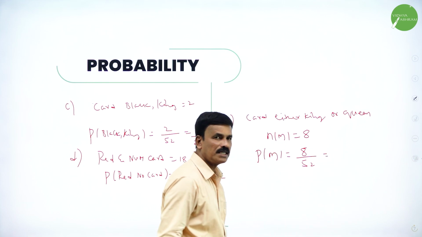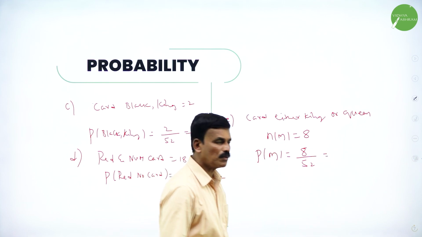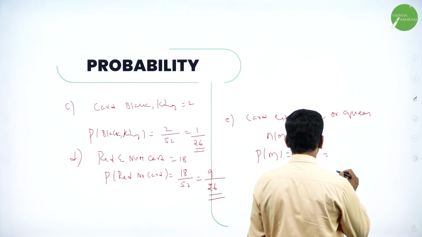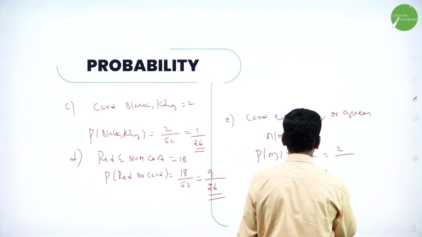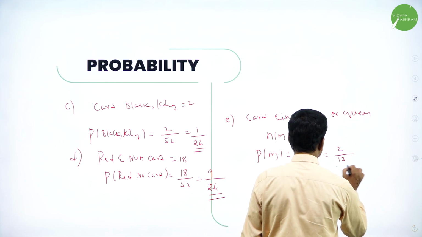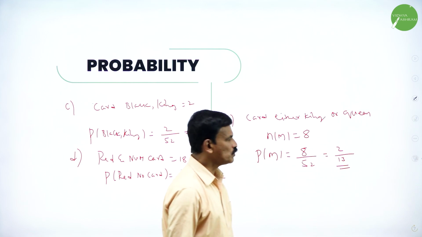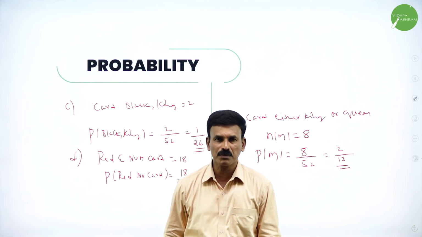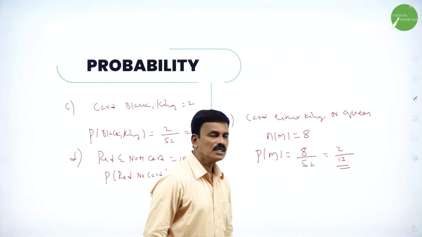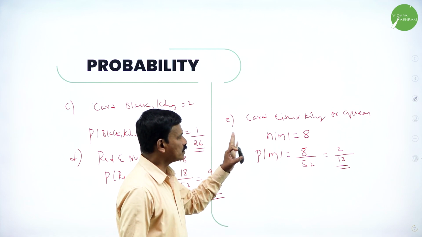What is this equal to? 8 divided by 52. If you divide by 4, 4 2s are 8, 4 13s are 52. So that is 2 by 13, the required probability. Right? Hope you followed. See, very simple problem.